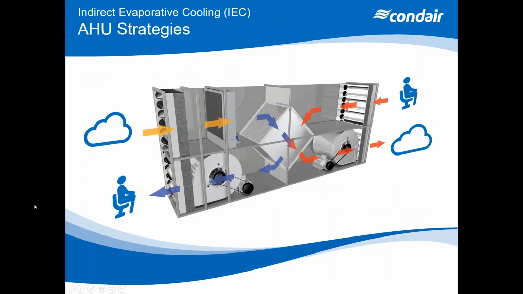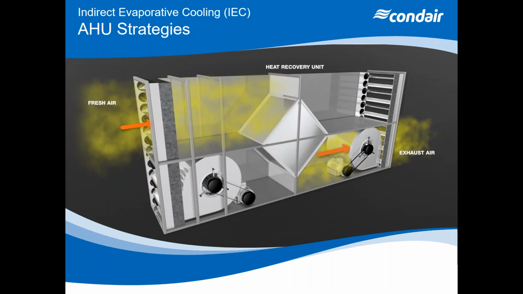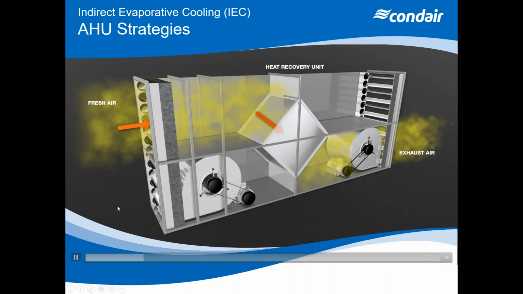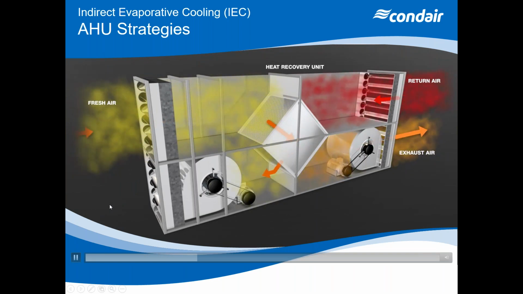Well, what if we've got a situation where we don't want the relative humidity to increase, but we want to utilize evaporative cooling? Well, in that instance, we have to have a different air handling unit strategy. Then we have to go for an indirect evaporative cooling strategy. So with an indirect evaporative cooling strategy, we have to use a heat exchanger.